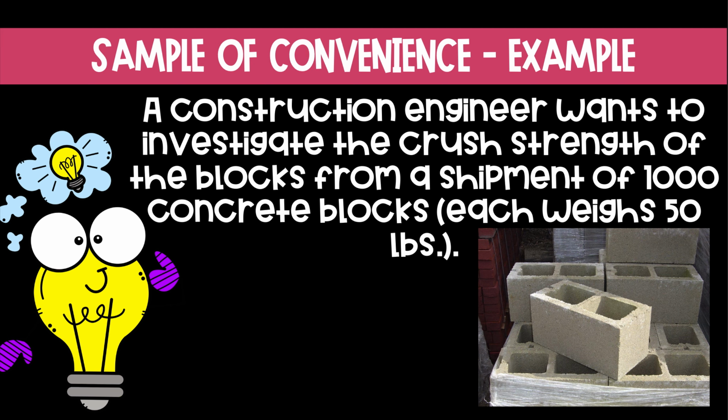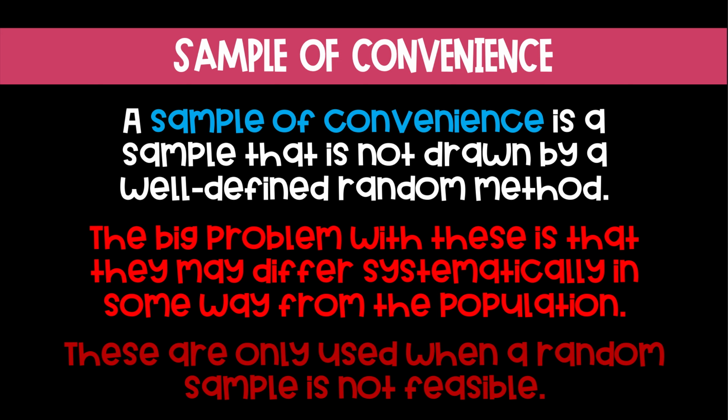It's convenient for this engineer to only test the crush strength of the blocks from one side or from one corner. The big problem with this sample of convenience is that it may differ systematically in some way from the population. These are only used when a random sample is not feasible. When you cannot conduct a random sample, like in the example of the blocks from the shipment, it would be a good idea to do a sample of convenience.